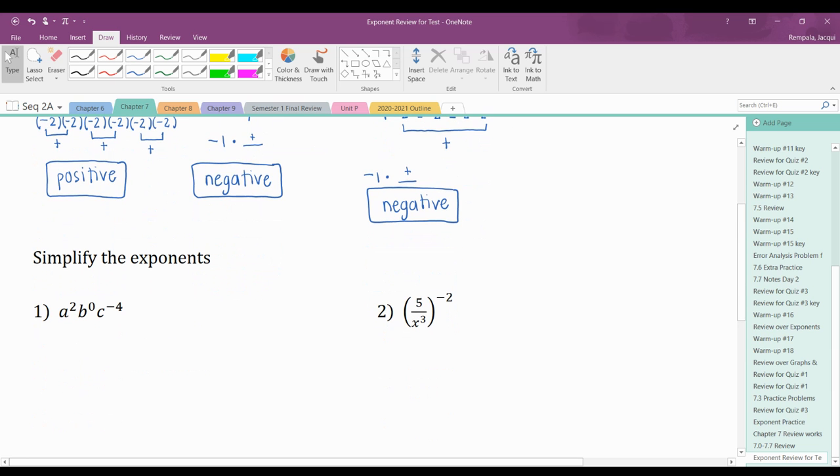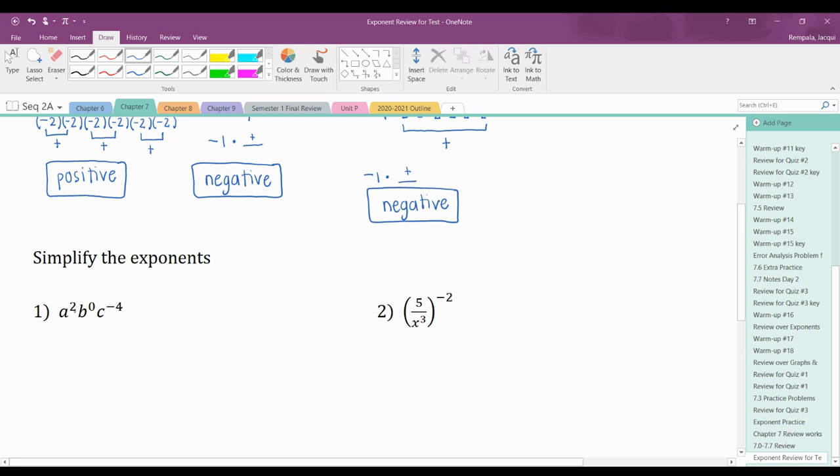All right, let's take a look at a couple more problems. We're going to simplify the exponents. We've got a squared, b to the power of 0, c to the -4th. The fact that we've got 3 different bases, a base of a, a base of b, a base of c, tells us that when the bases are different, I'm not going to be able to actually combine the exponents. So we're just going to have to take it piece by piece.